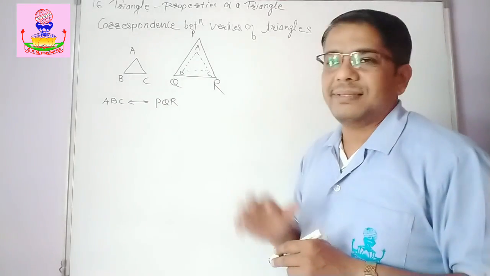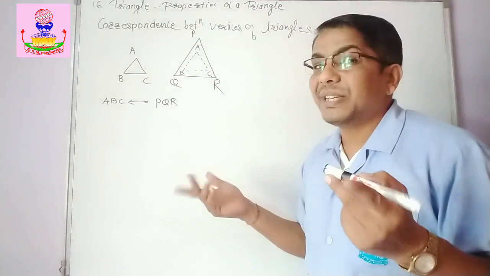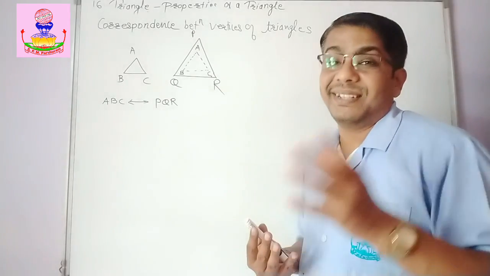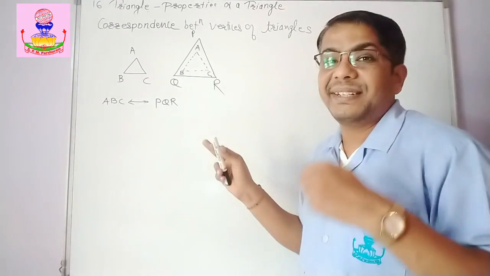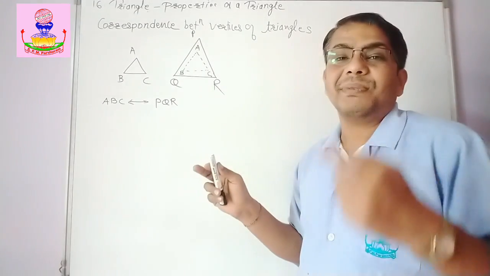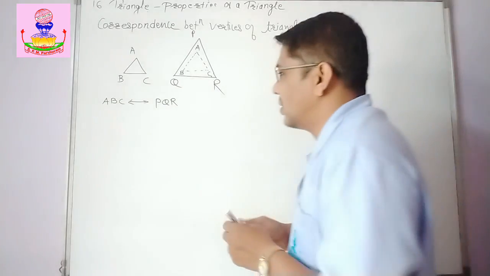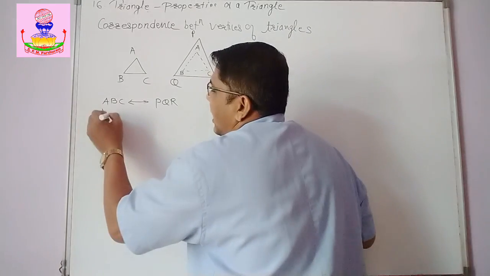Means A is placed over P, B is placed over Q, C is placed over R. How many different ways can we write this one-to-one correspondence? Let us check it. Keep one triangle fixed and keep the vertices of another triangle changing.